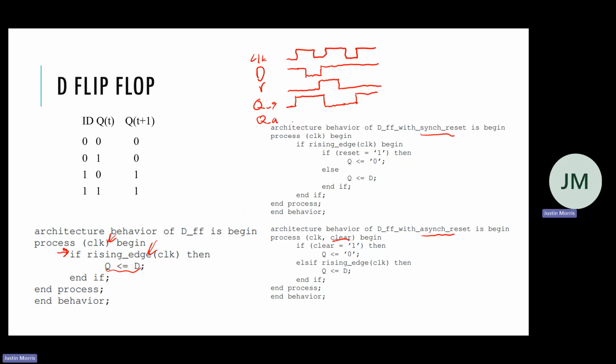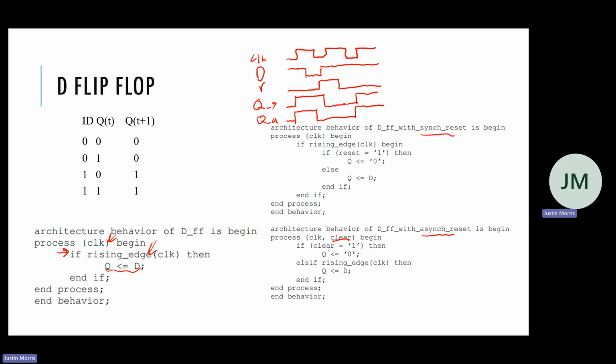With the asynchronous resets, again, when reset is 0 and D is 1, at the positive edge we become 1. But we don't wait for the positive edge for asynchronous. It's asynchronous because we can reset at any time. So it becomes 0, and then it doesn't become 1 again until the next positive edge and reset is 0. So you see how it becomes 0 earlier. It doesn't wait for the positive edge.